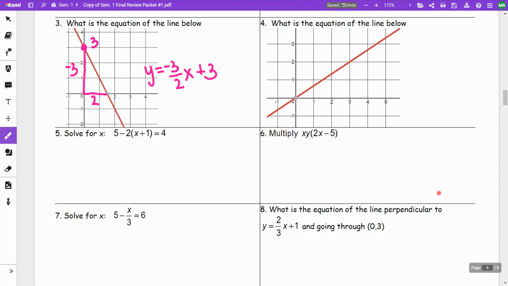On the next one, my y-intercept is 0. And then I'm going up 2 for every 3 over. So I'm going to have y is equal to 2/3 x plus 0, but you don't really need the 0. So you can just give me y equals 2/3 x.